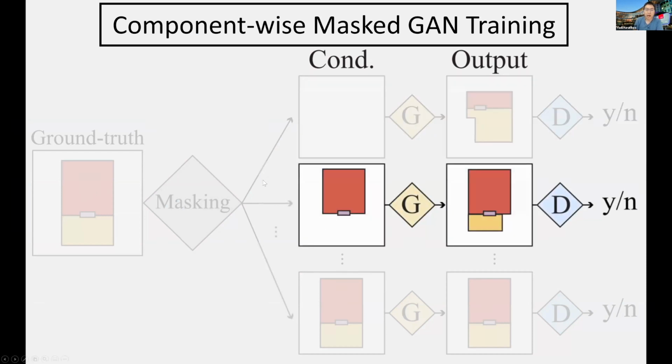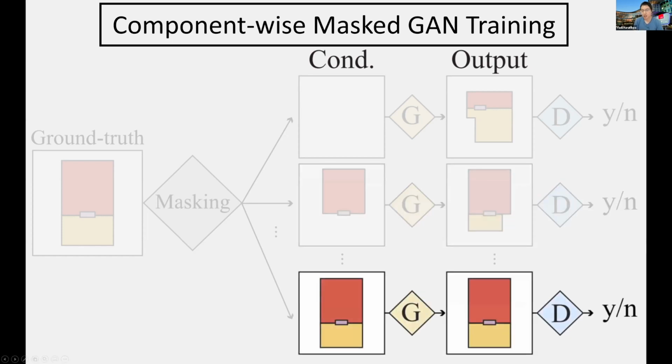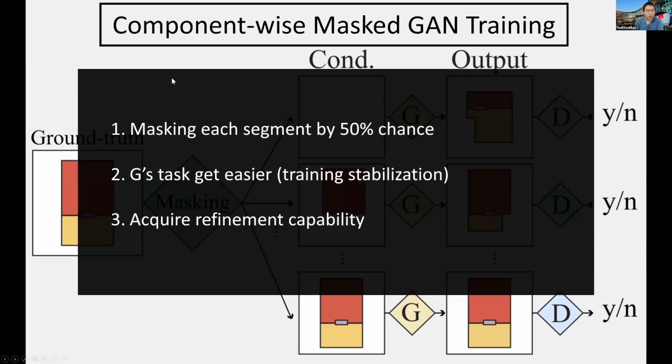But sometimes we hide, say, only this room mask. We pass the room and the door. So these tasks only fill in the missing information. So much easier. Or sometimes we pass everything. So G just copies everything and D should be happy. So we just mask some components with some random probability, and that's it. Very simple fix. With some details, we mask each segment with 50% chance at random.